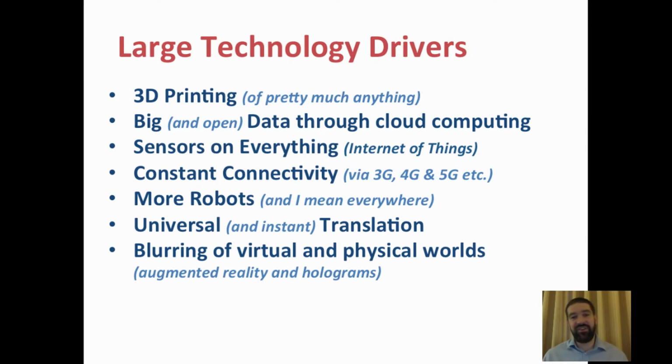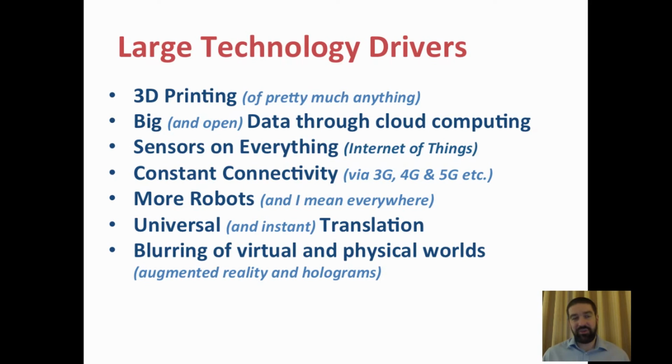So, I've already mentioned these technology drivers right at the start of the video, but these are the things that we know are going to happen. We're going to be at 3D printing of pretty much anything. There's going to be big and open data through cloud computing. We're going to have sensors and everything, that's the Internet of Things. There's going to be constant connectivity via 3G, 4G, 5G, etc. And there's going to be more robots working with us. In fact, they're going to be everywhere. There's going to be universal and instant translation, breaking down those language barriers. And because of augmented reality and holograms and virtual reality, there's going to be a real blurring of these physical worlds.